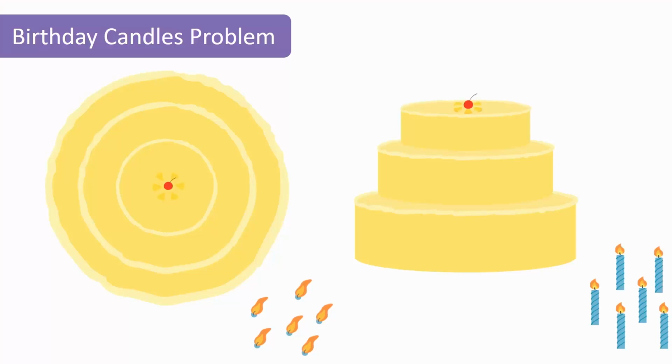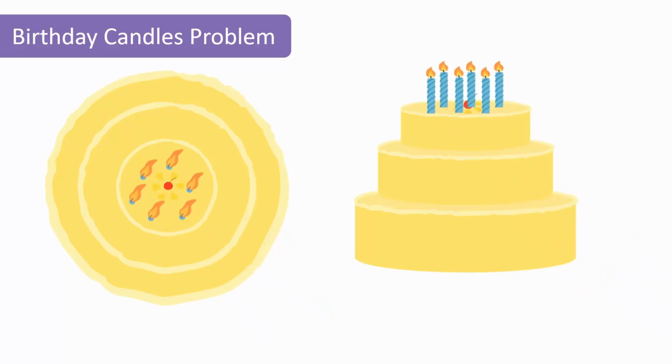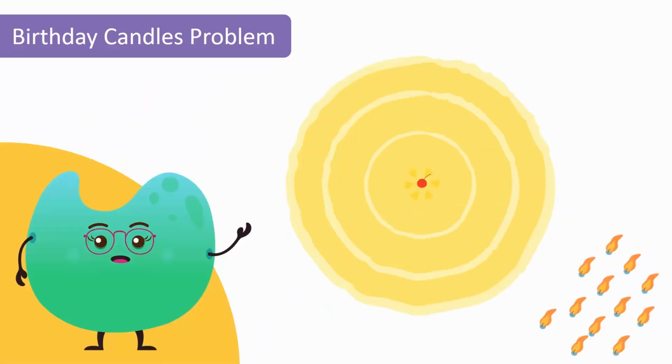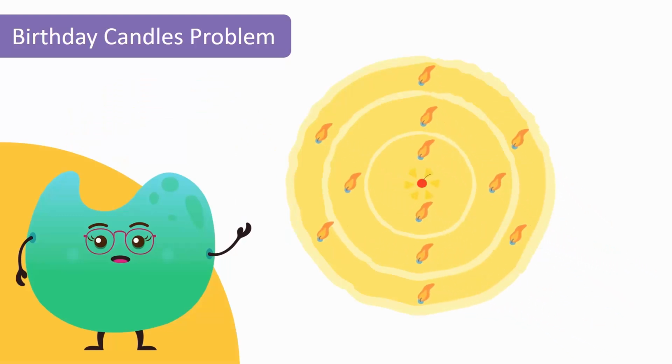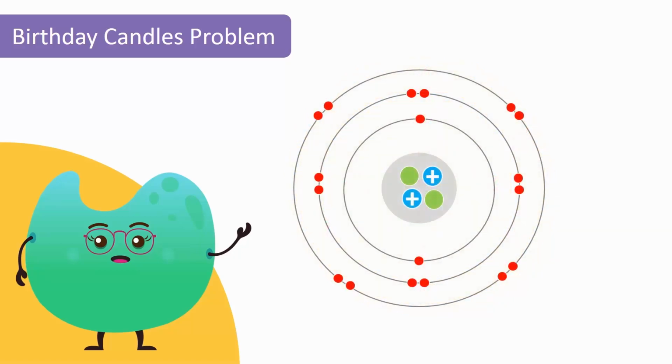Look at this 3-level birthday cake and imagine that you have to arrange candles on it. Now, will you put all the candles on one level? Of course not. You will distribute the candles over different levels. In the same way, electrons are arranged on different levels in an atom.